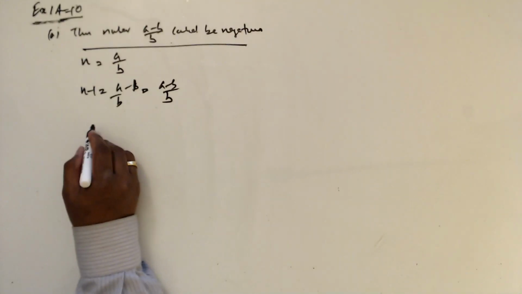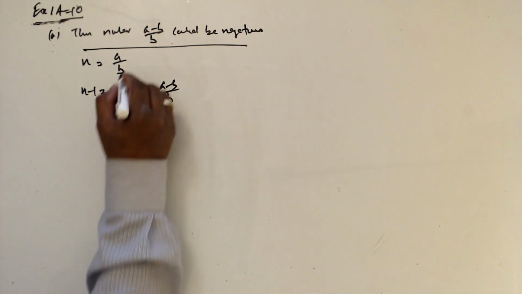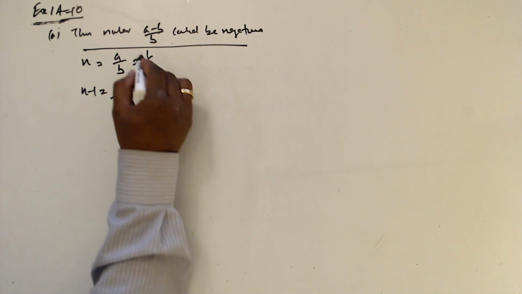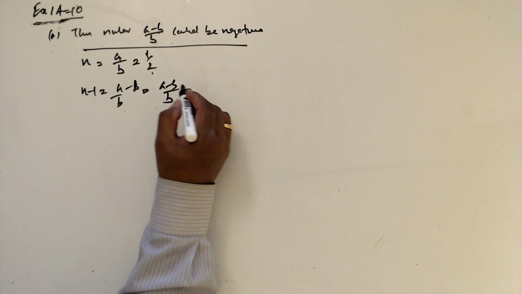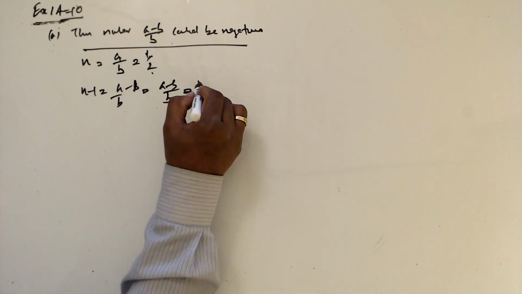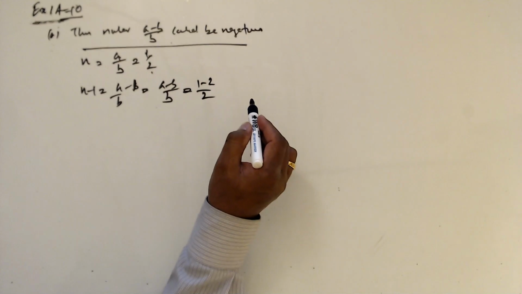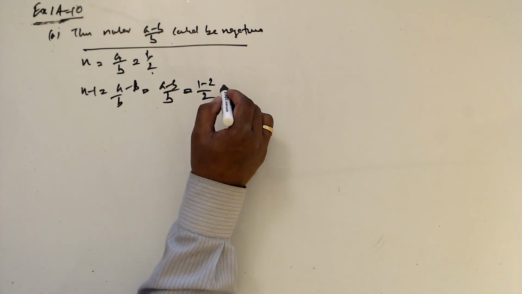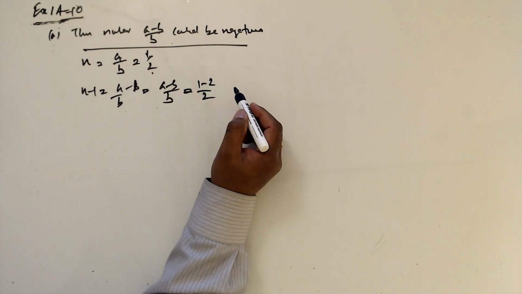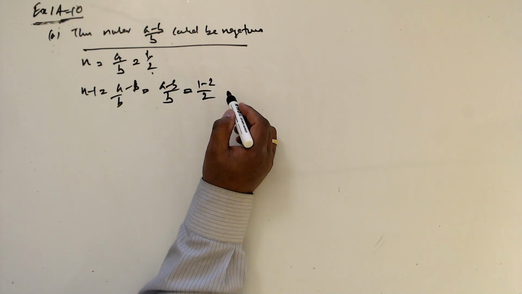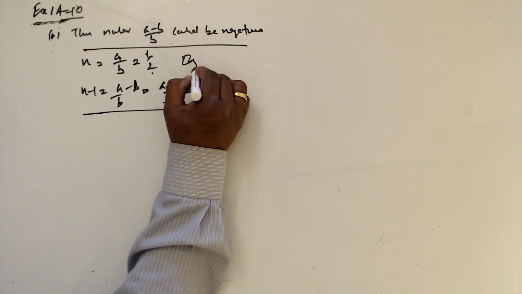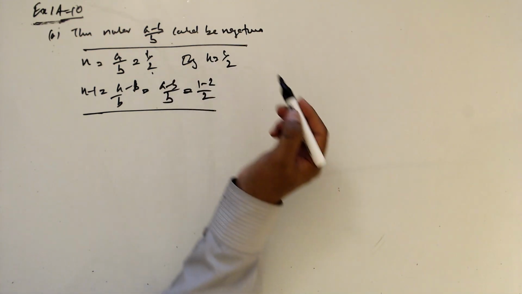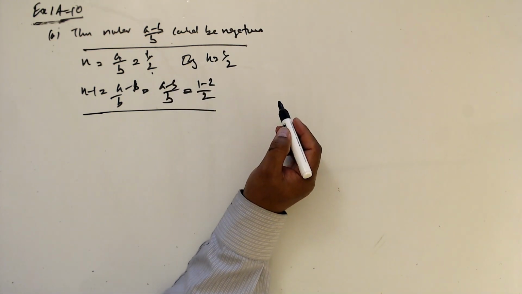It could be negative. Assume this is half. So a equal 1 and b equal 2. Then 1 minus 2 over 2, so this is negative. So this is the issue. So an example is n equal half or 1/3.